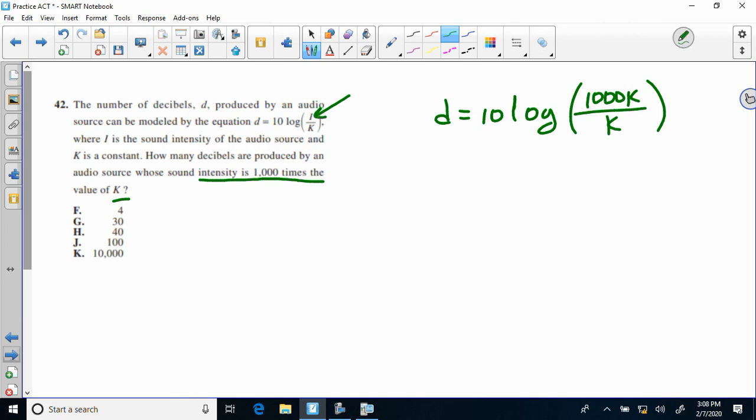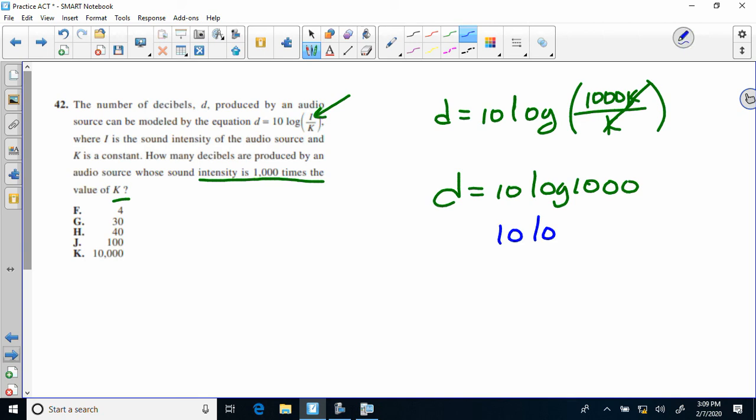They told you your intensity is 1,000 times K. So my I was 1,000 times K, and I plugged it in for the I. So you should be able to see that the K's cancel. And you would have D equals 10 log of 1,000. I will do this by hand, but realize you do have a calculator and you can throw it in the calculator. The base on a log is 10 if it's not written.